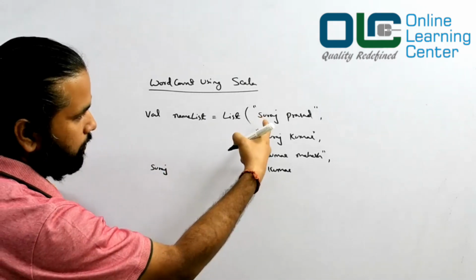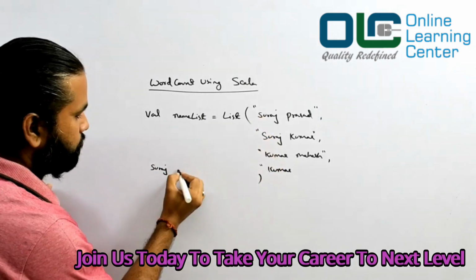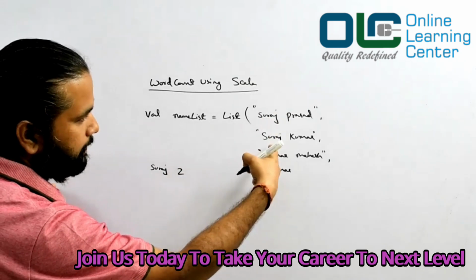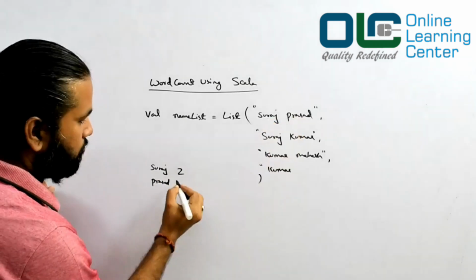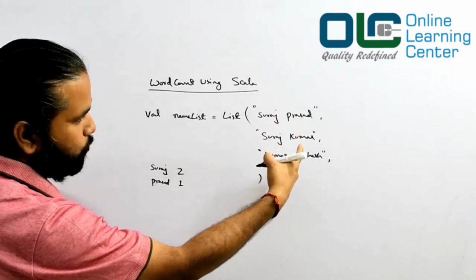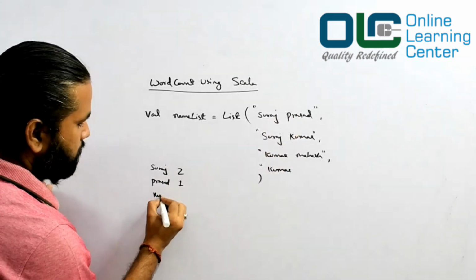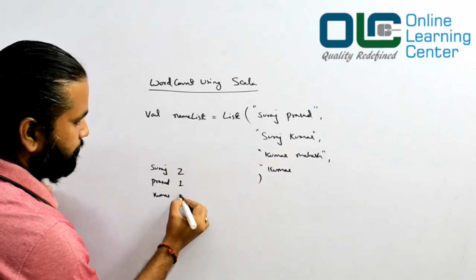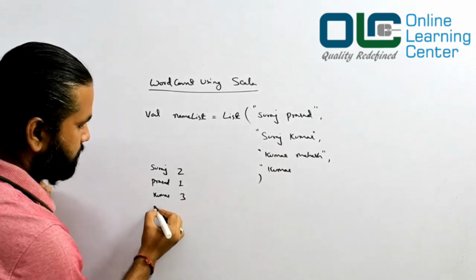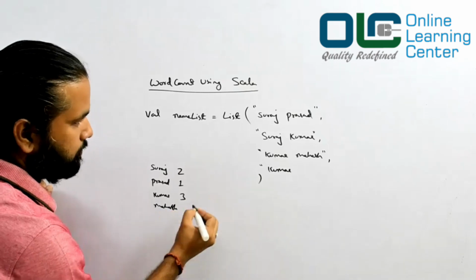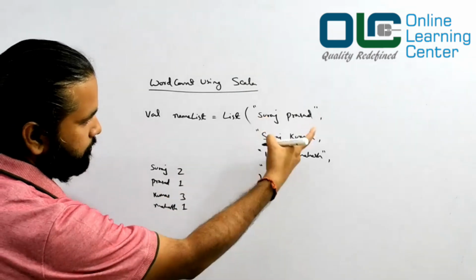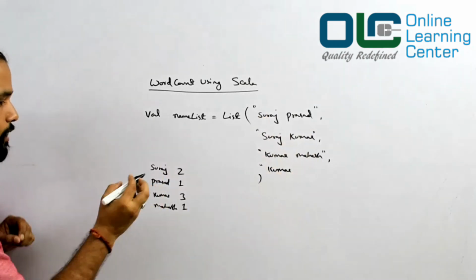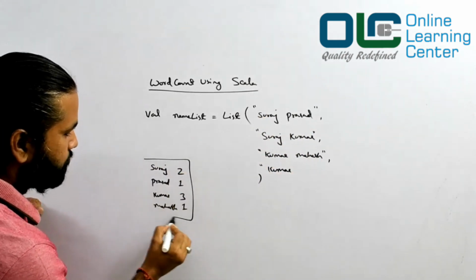What is the occurrence? 2. Then you have Prasad. What is the occurrence? Only 1. Then you have Kumar. What is the occurrence? 3. Then you have Mahesh. What is the occurrence? Just 1. So 3, 6, 7. This is what we are expecting you to produce as the output.